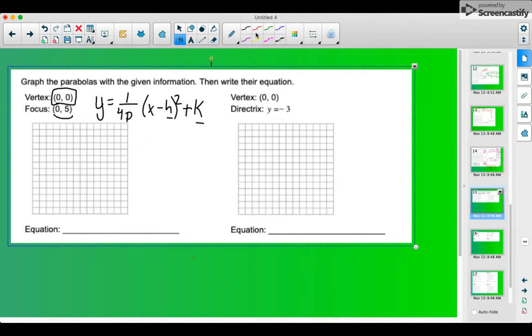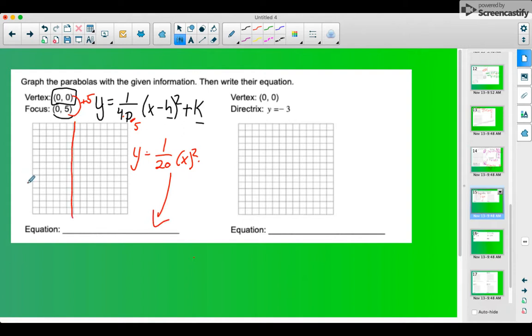Now, in case you hadn't figured it out in the course of your research and the videos so far, P is always the distance from our focus to our vertex. So in this case, I went from my vertex to my focus, I went up 5. So that means P is 5. So if I plug in the information I know, I now have 1 over 4 times 5, which is 20, x minus 0 squared plus 0. So, written out my equation.